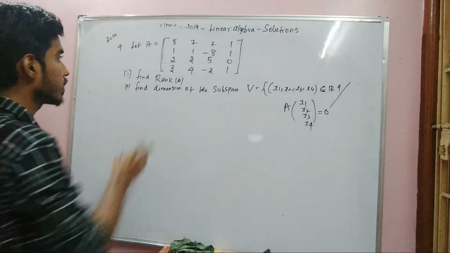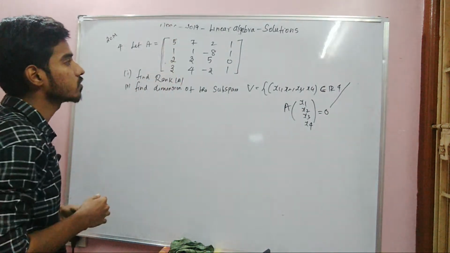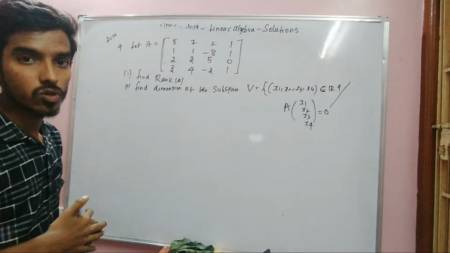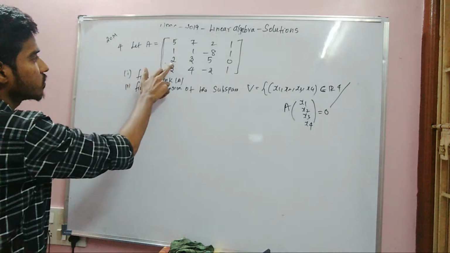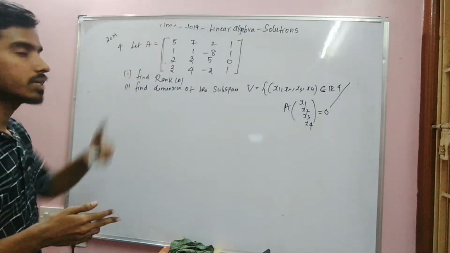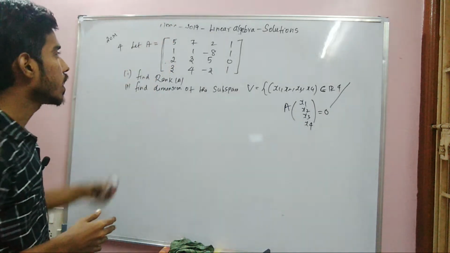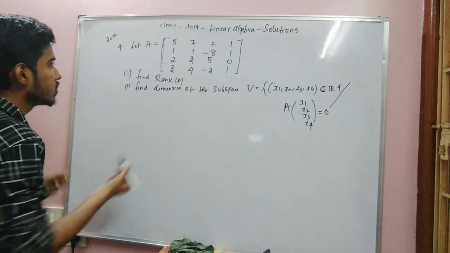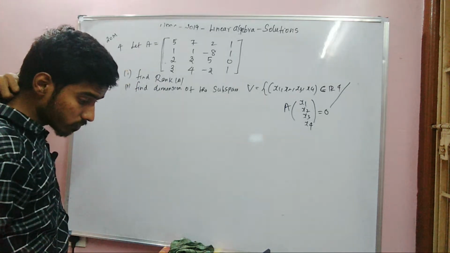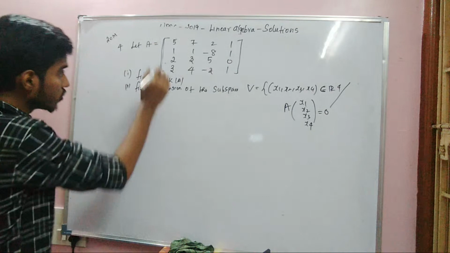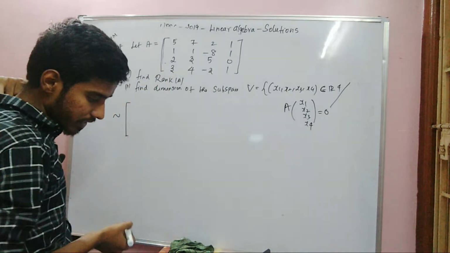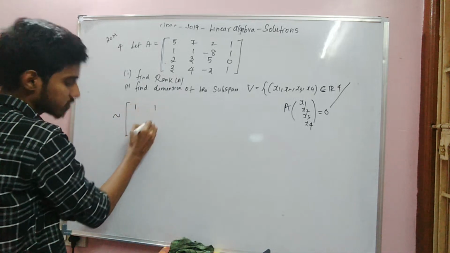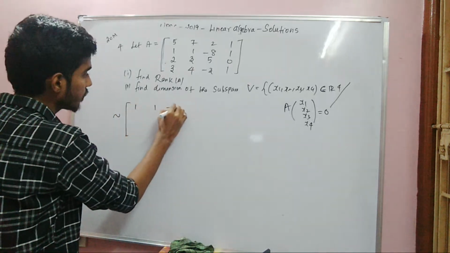So just interchange R1 and R2. So you will have the first entry equal to 1, and then you make R2 equal to R2 minus 2 R1, R3 equal to R3 minus 3 R1, and R4 you can make some transformation. If you do that, you will get the reduced matrix. I am not going to do that, it's a very easy process. If you reduce this matrix, you will have 1 1 minus 8 1.